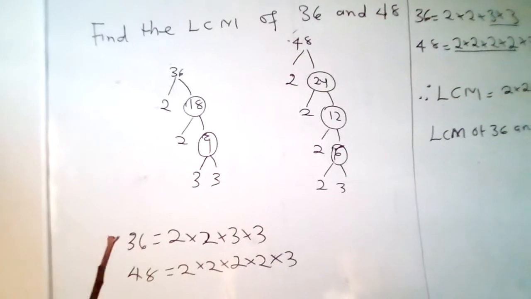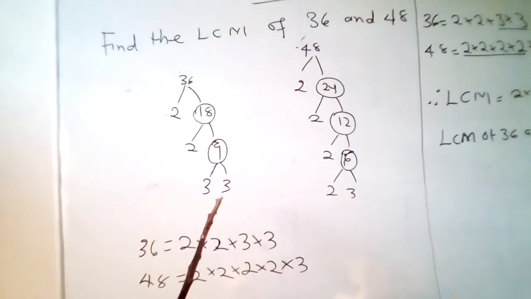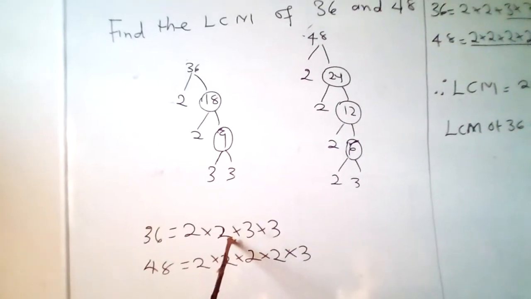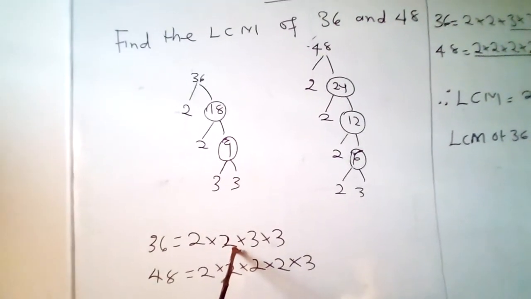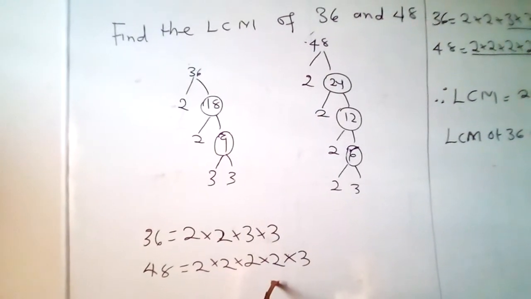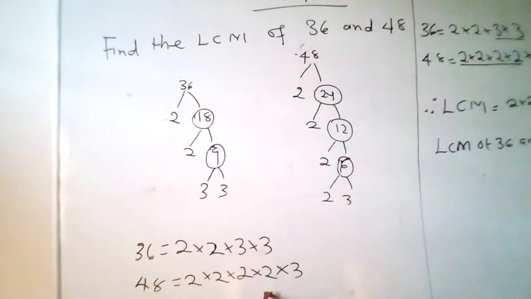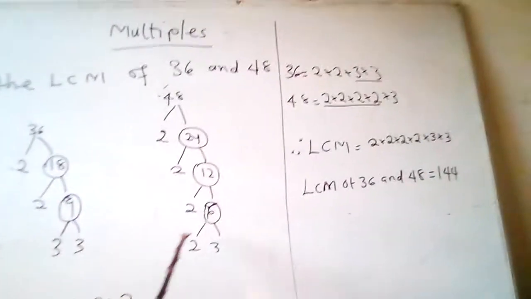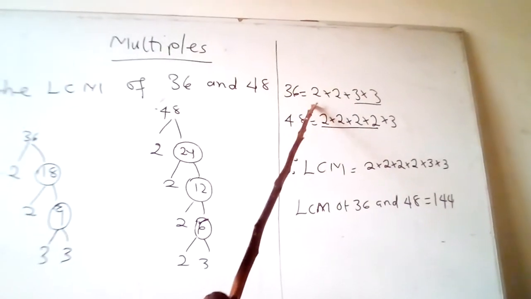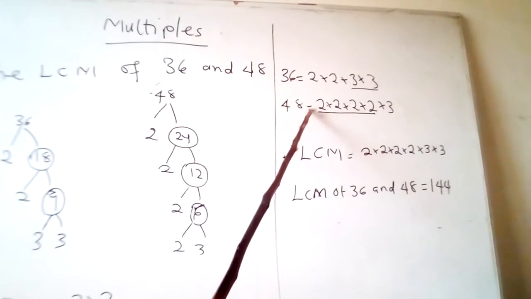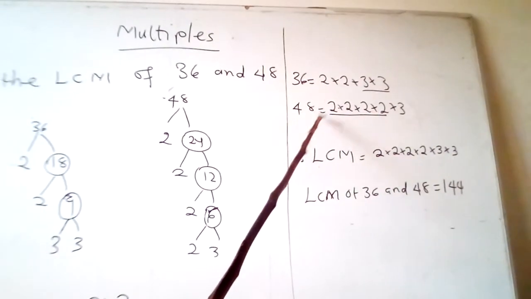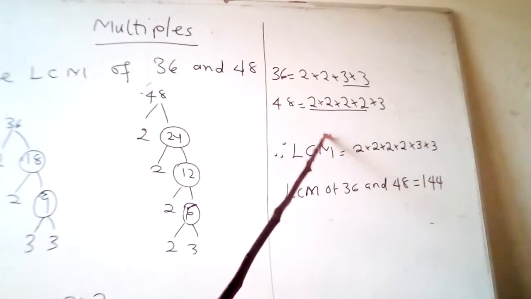So if you look at this, 2 occurred twice in 36: 1, 2. And 4 times in 48: 1, 2, 3, 4. So we pick the 4 occurrences. So we will pick what? This one, as we have done it here. 2 occurs twice in 36, and 2 occurs in 48 four times. So we will pick what? The 48.